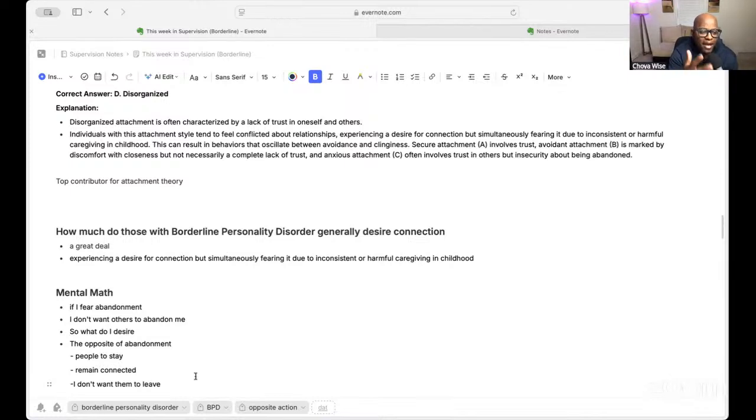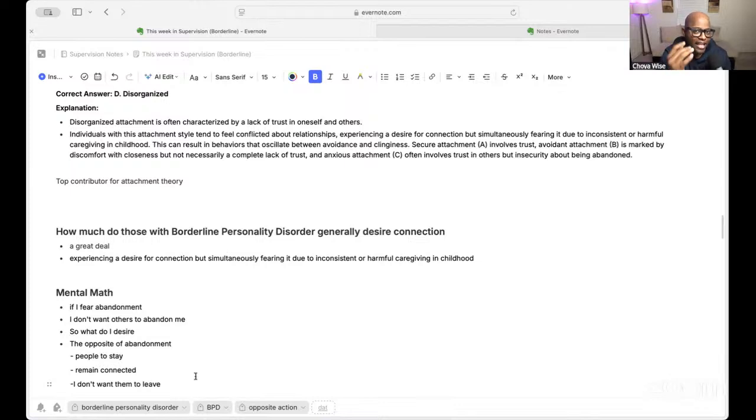So the mental math says to answer that question, if I fear abandonment, say that I'm one of the borderline persons diagnosed with that. I fear abandonment. If I fear abandonment, what does that mean? I don't want others to abandon me, right? Duh. But it's not just duh. We got to really think about it. I don't want others to abandon me.